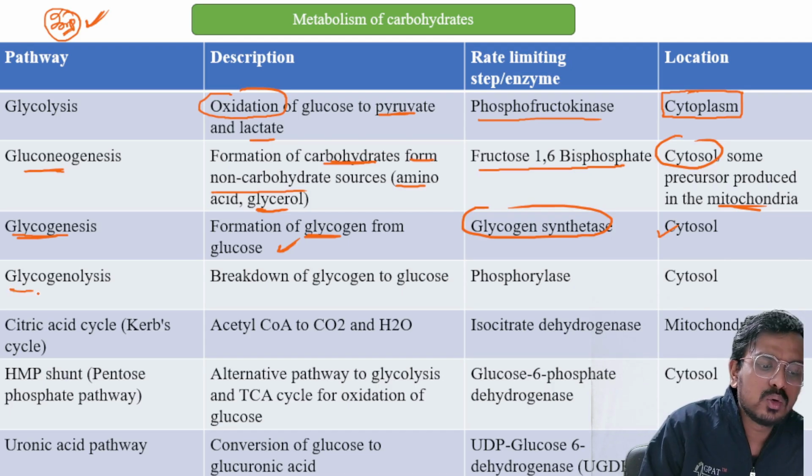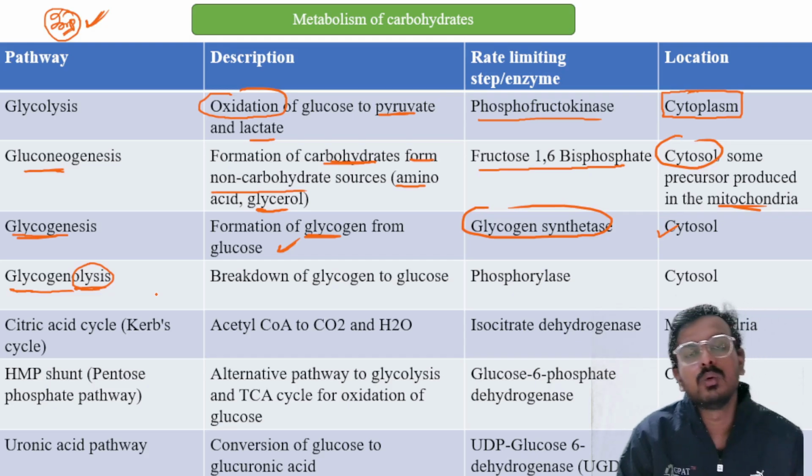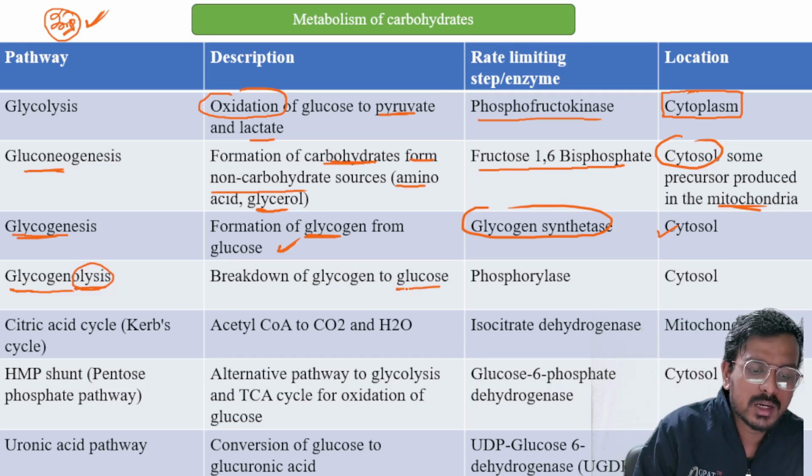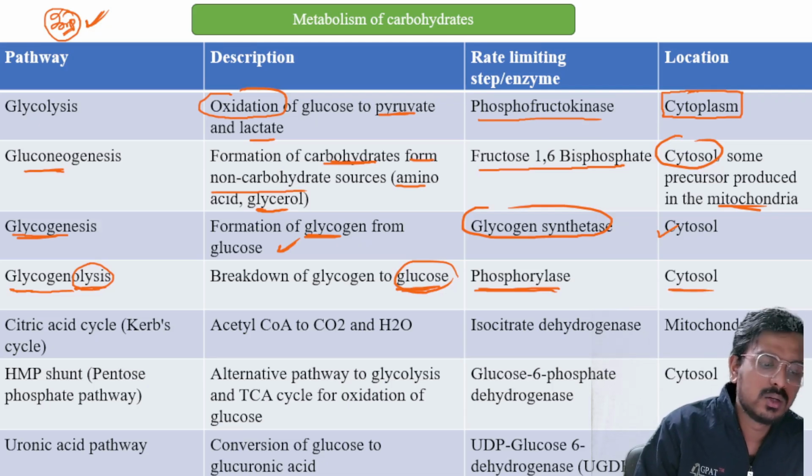Next is glycogenolysis. When the word lysis comes, that means breakdown. Glycogen breakdown. So breakdown of glycogen to what compound? Glucose. So what is the rate limiting enzyme? Phosphorylase. Where is it carried out? It is carried out in the cytosol.